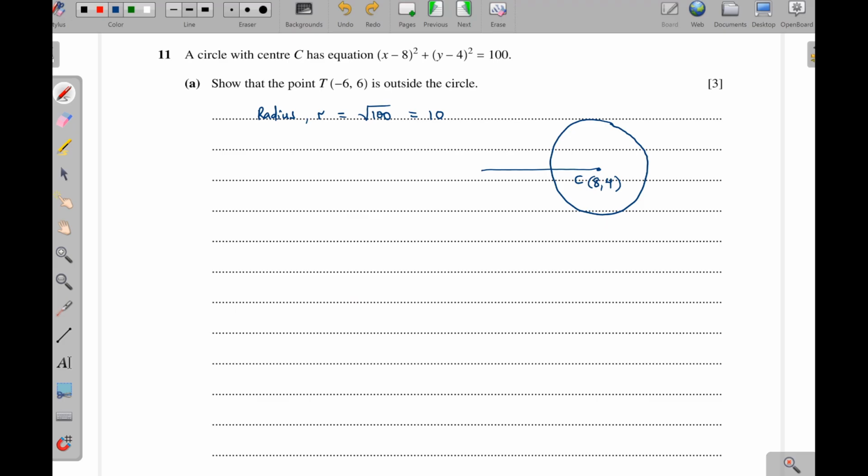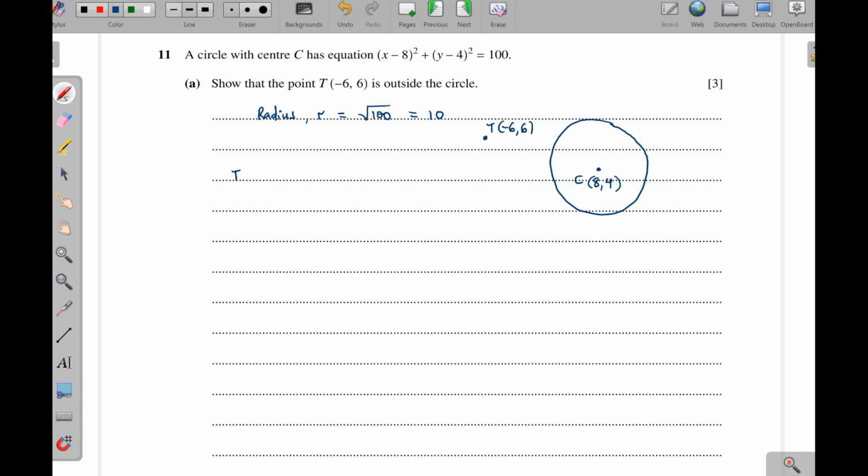So you put, this is 8 units. Then negative 6 is way like this. And then 6 units. 6 is just above the 4. So T might be around there. So suppose I say this is my T here, which is (-6, 6). So we need to find this length here. Is it bigger than the radius? Of course, it is expected to be so.